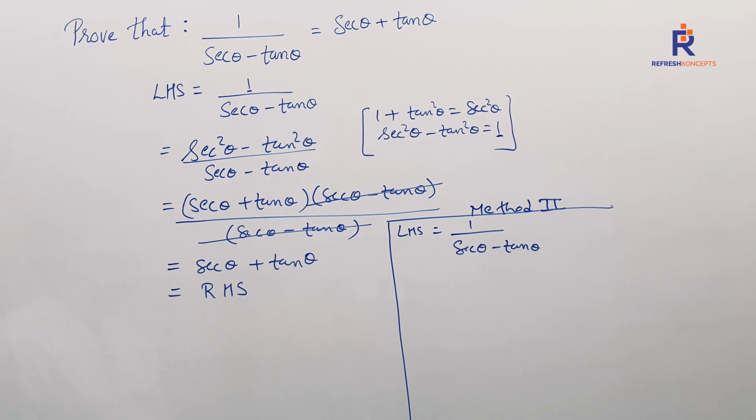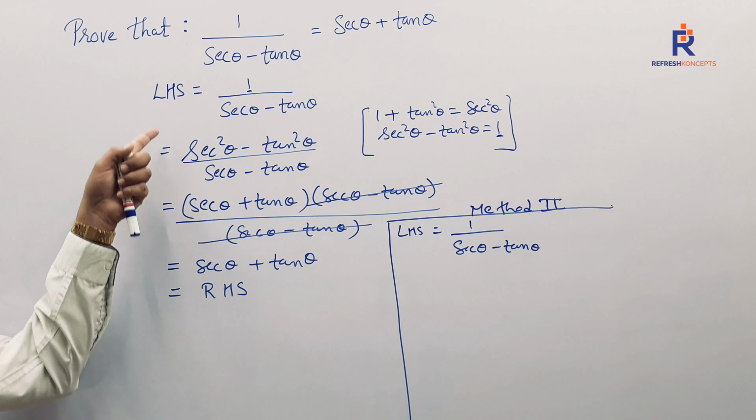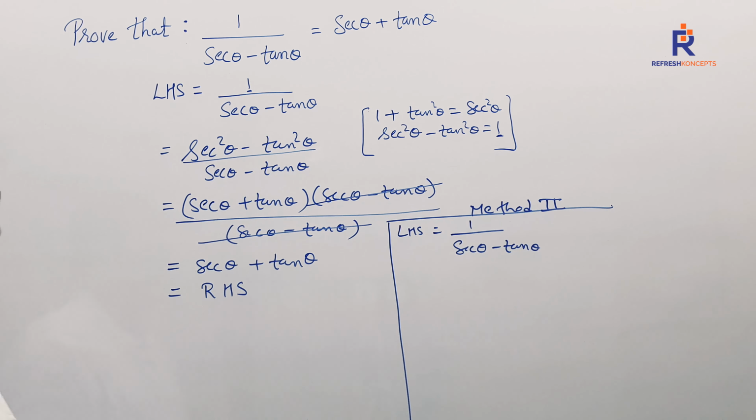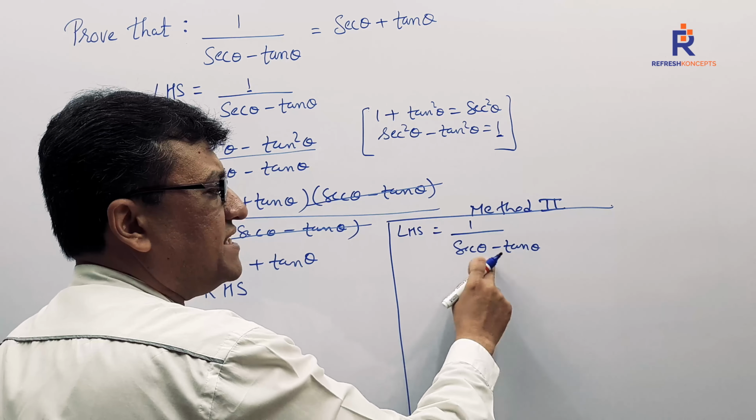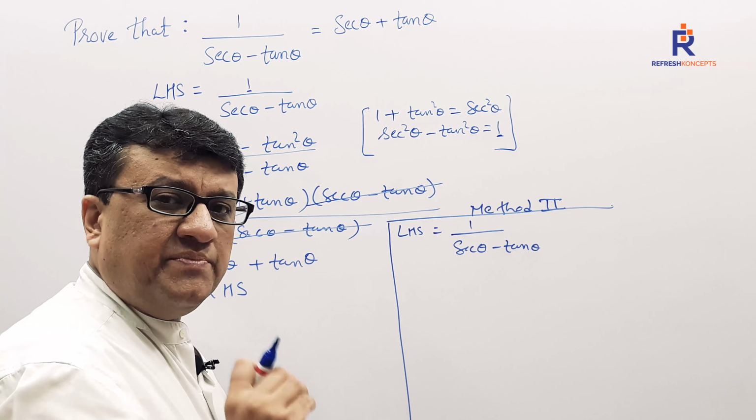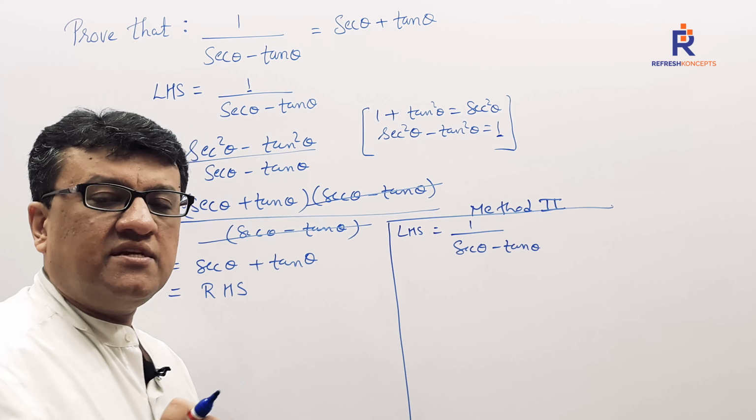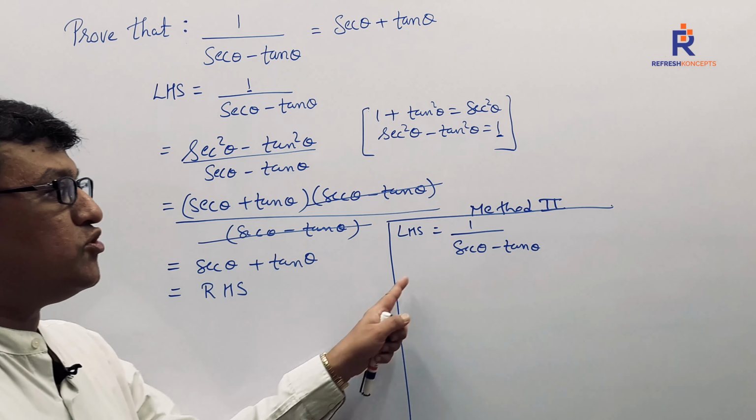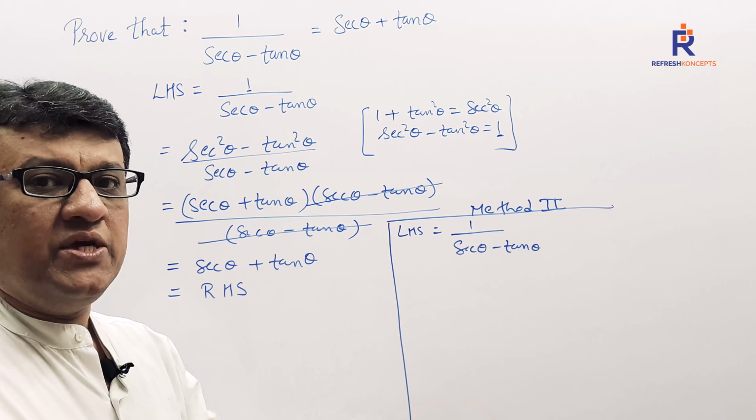We are already done with method number 1. The sum was so small, right? This is method number 2: 1 upon sec theta minus tan theta. Do you remember I said something called the conjugate? There might be many who say, there is no root sign. No, over here I'll be using the conjugate.